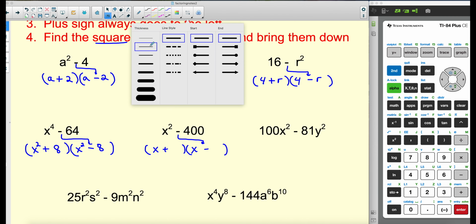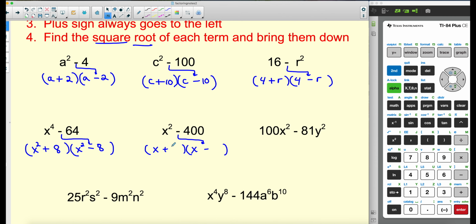So we put 20 in here and here. And why do we put it in both terms? Because 20 times 20 is 400. Next, perfect square binomial. You have 2 terms. You have a minus sign in between, so you could factor it as perfect square binomials. No problem. 2 sets of parentheses.